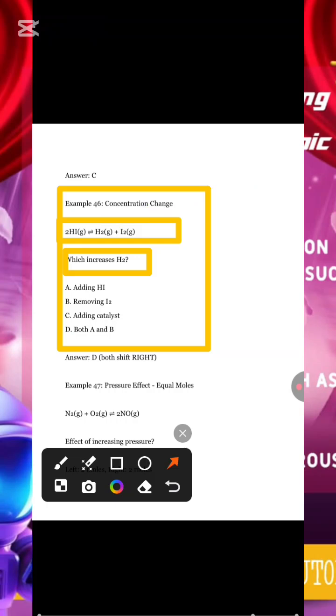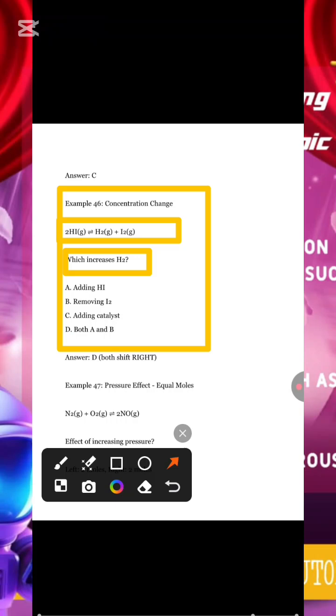So what the question is trying to say is, which of the options will shift equilibrium to the right? Because if equilibrium is not shifted to the right, then more hydrogen will not be produced. Hydrogen production will not increase. So we are looking for the option that will shift equilibrium to the right. Option A says adding hydrogen iodide. Look at the reaction. You can see that hydrogen iodide is a reactant. So if I add more hydrogen iodide, equilibrium will shift away from it and towards the products. So adding hydrogen iodide will increase hydrogen production.